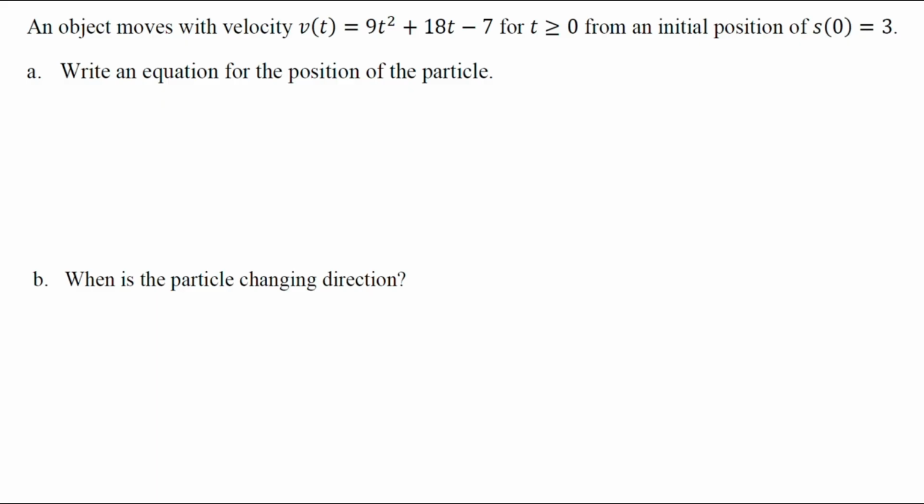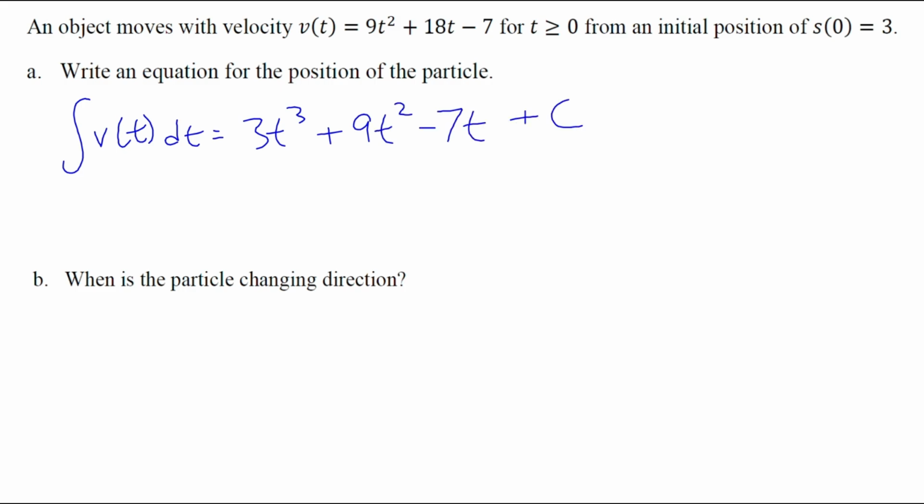For our next one here, we just want to find the position of this particle. We're given its velocity function, and we have an initial position of 3. So in order to find that, we'll just integrate the velocity function. 9t squared will become 3t cubed. 18t will become 9t squared. And minus 7 will just be minus 7t. And of course, we'll put our constant.